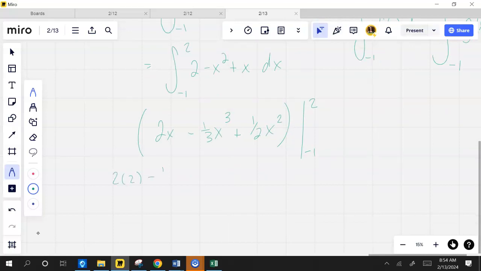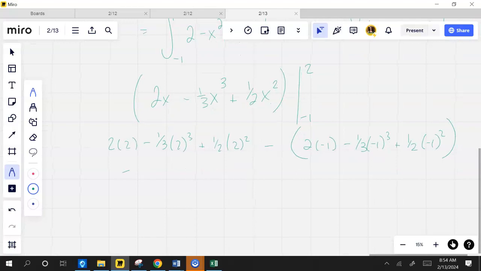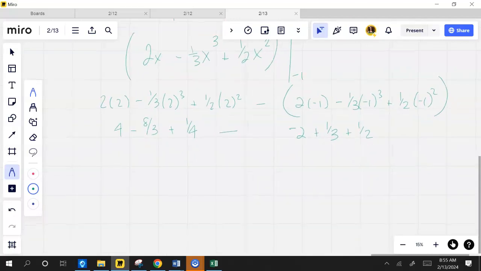Plug in 2. And I'm going to plug in -1. Uh, 4 minus 8/3 plus 2. Right? Minus, -2 plus 1/3 plus 1/2. I don't know what this comes out to be.